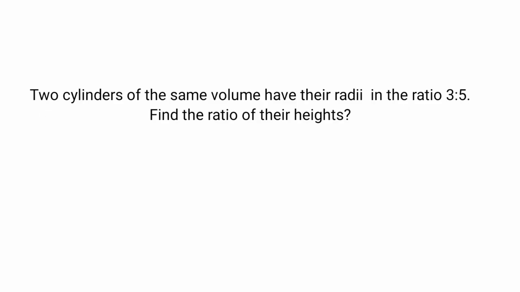Next question. Two cylinders of the same volume have the radii in the ratio 3 is to 5. Find the ratio of the heights. This question is very simple and you can directly write the answer without even thinking. That is, if two cylinders have the same volume, if the radii is given, to find the ratio of their heights, what you need to do is just take the square and interchange it.